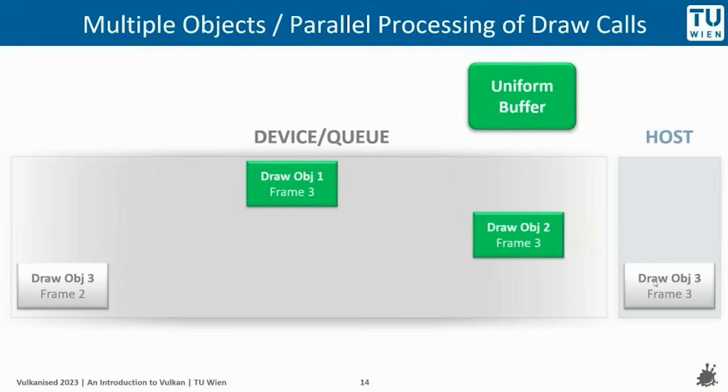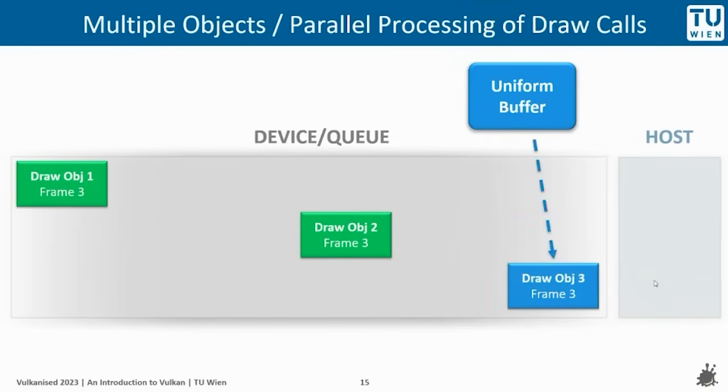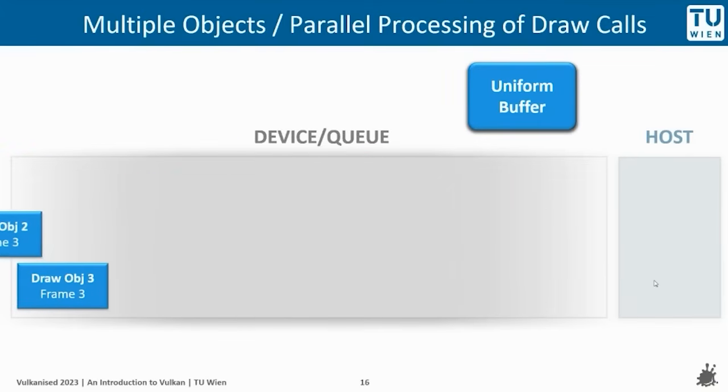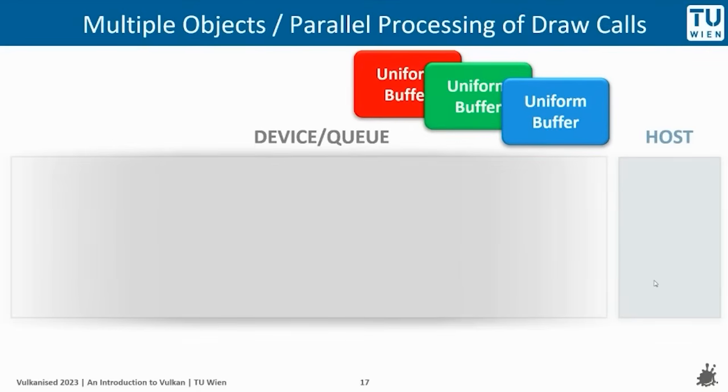And yet again, we submit the next draw call, write the blue data for object 3 into the uniform buffer. This data is only correct for object 3, but all the other objects also use the same data if they have not been processed entirely by our device. So how can we solve this? We must solve this situation where we have so much parallelism by using a separate uniform buffer for every one of our draw calls, because we cannot solve it any other way.